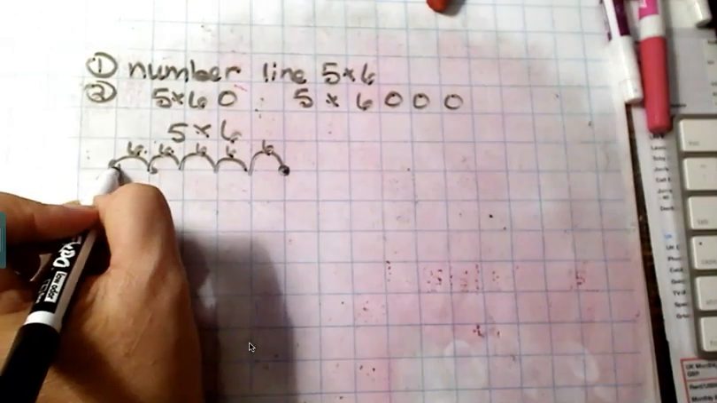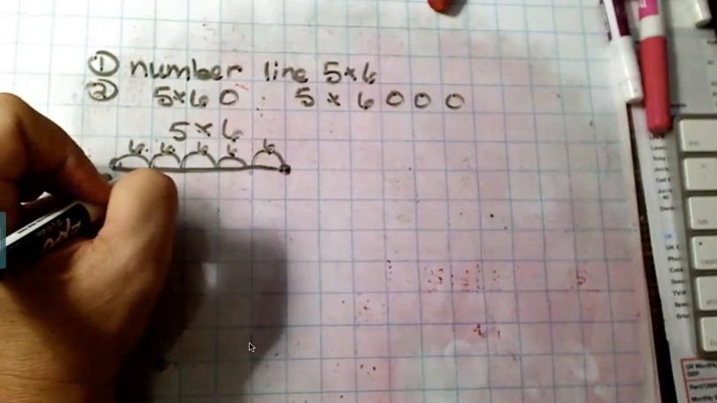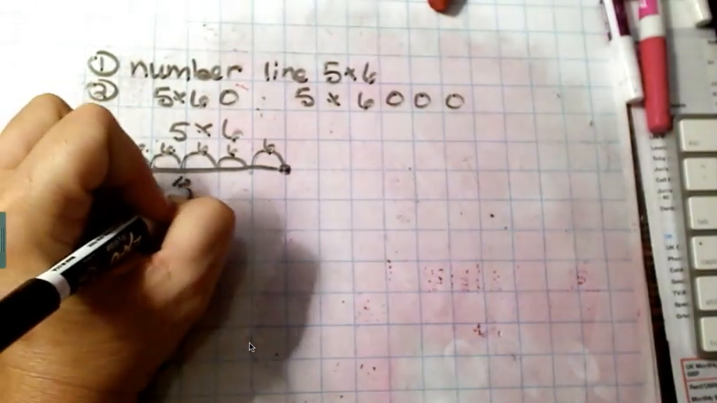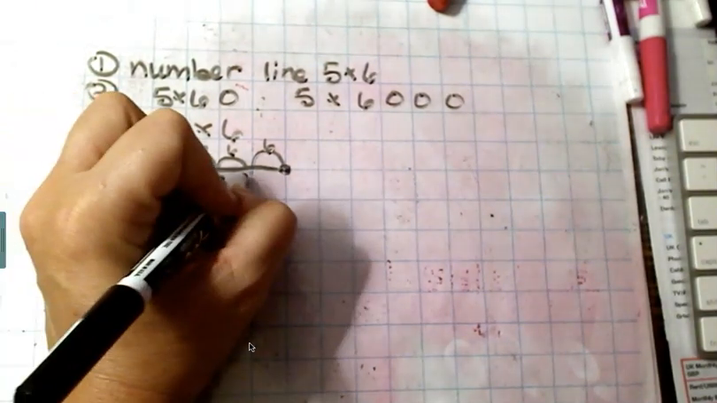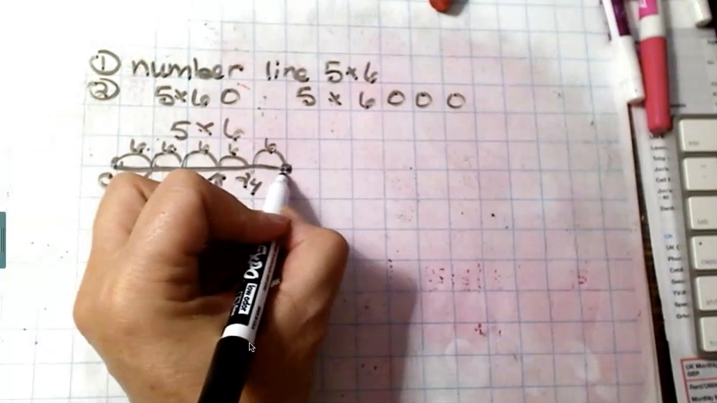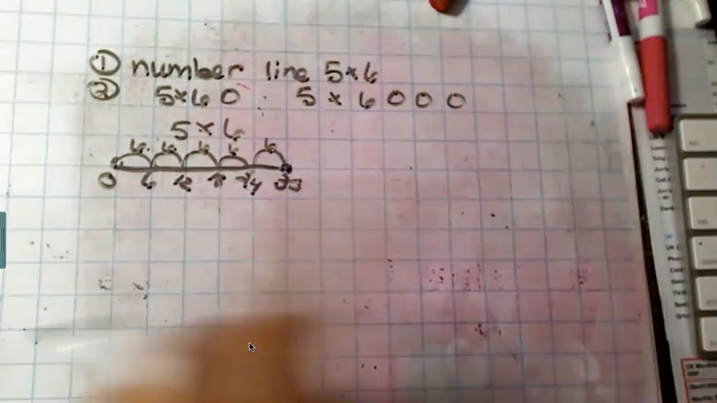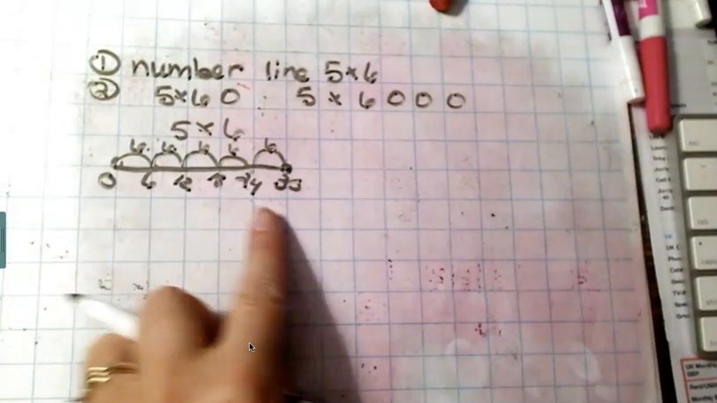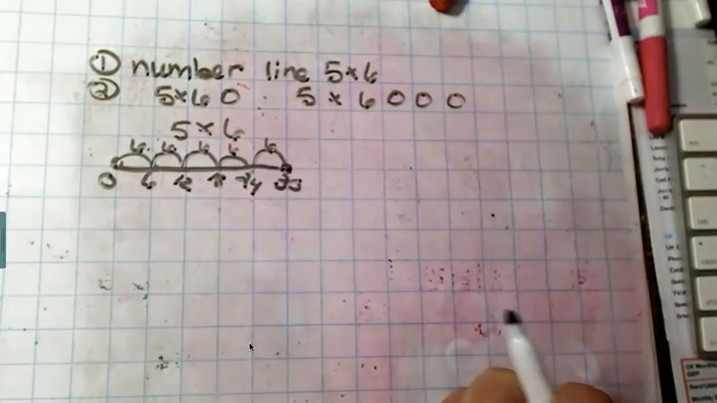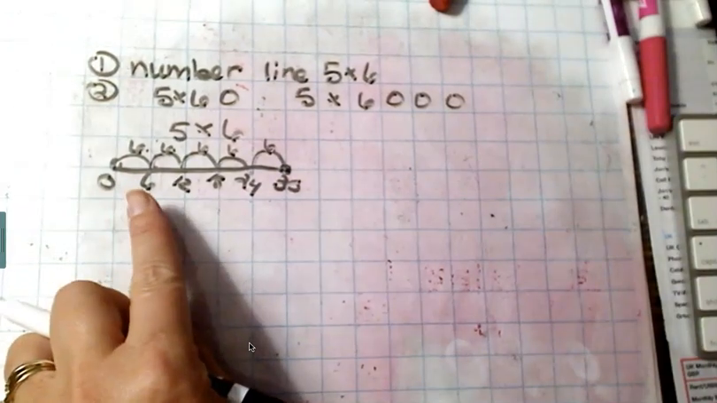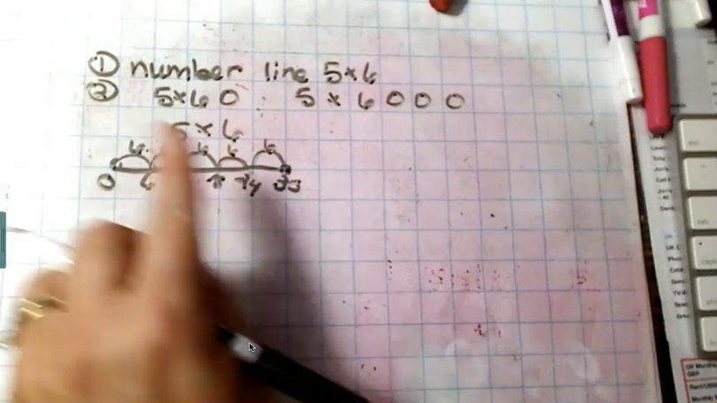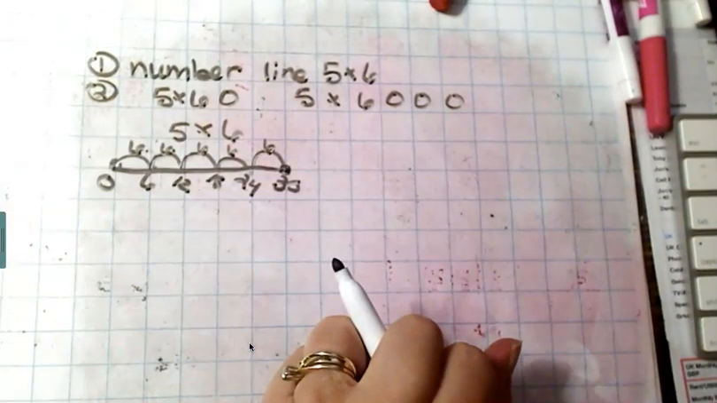Okay, so if I had a number line, what would that be? Well, that would be 6, 12, 18, 24, and what would be the next one? 30. So when you're using repeated addition, you are actually making those jumps on a number line, and you are counting by 6s. So this is how a number line can help you.